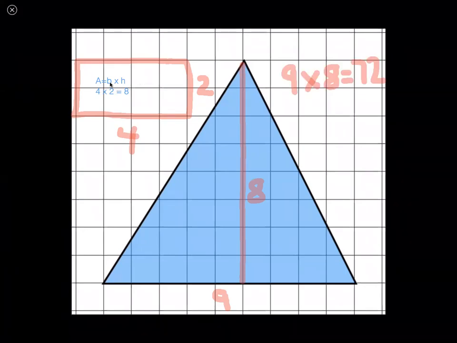So the formula that we've used for parallelograms and rectangles would tell us to take the base and the height and multiply them together, and that should give us the area. So if I've got a base of 9 and a height of 8, well, 9 times 8 is 72.